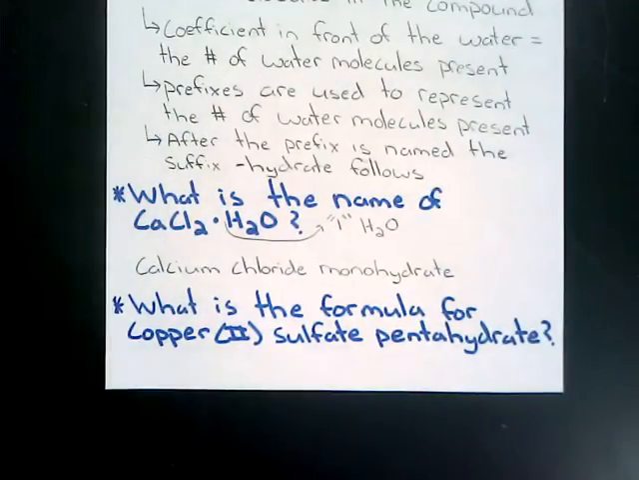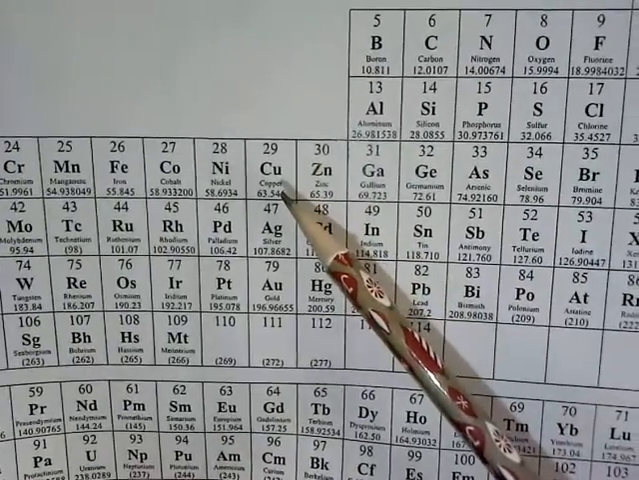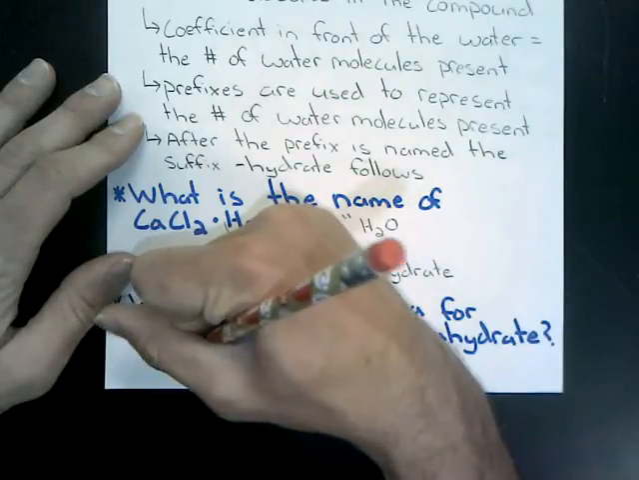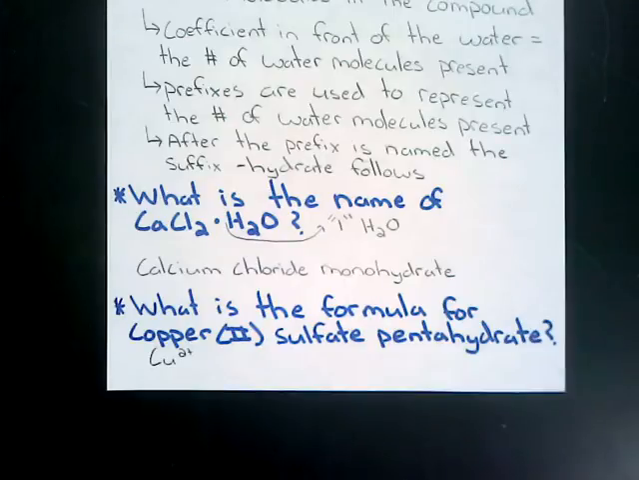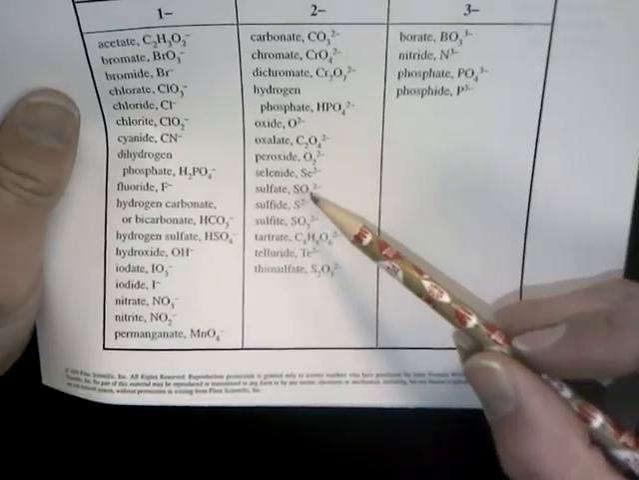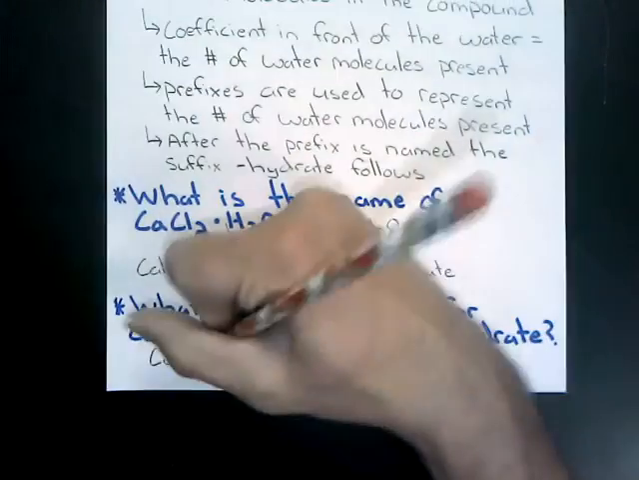Now let's go backwards. Let's go from the name to the formula. So we have copper 2 sulfate pentahydrate. So the first thing that we need to do is identify, well, what is the formula for copper 2 sulfate? So again, copper. If we look this up on the periodic table, copper has the element symbol Cu. The 2 represents that it has a 2+ charge. Now sulfate, you can spend all day looking for sulfate on the periodic table. You will not find it because it is a polyatomic ion. So sulfate is SO4 2-.